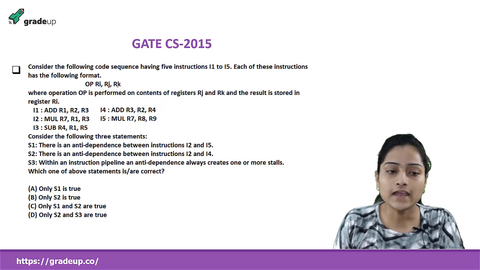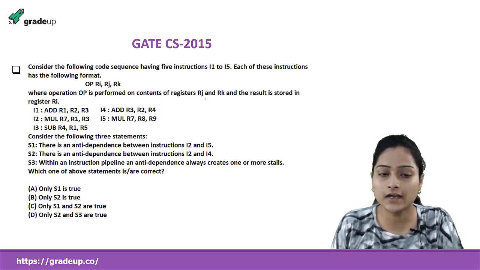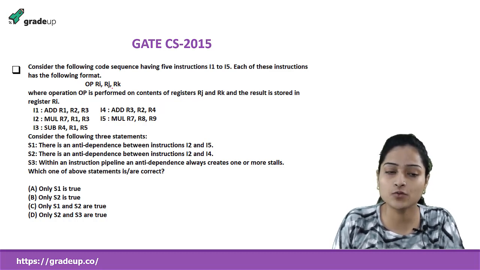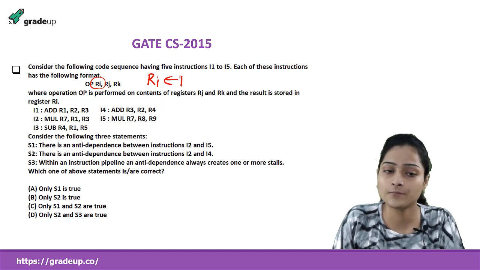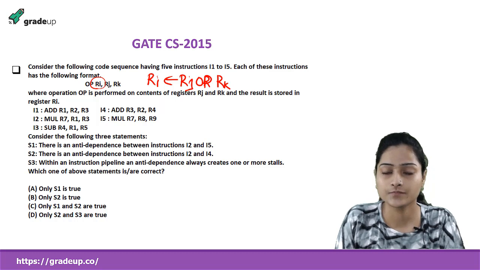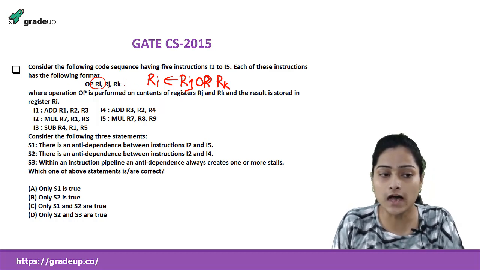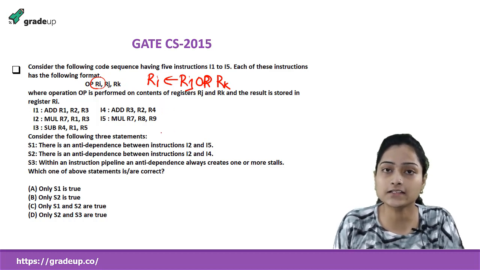OP, RI, RJ, RK, where OP is the operation performed on the content of registers RJ and RK. Whatever operation I have mentioned here, I am going to perform that operation on RJ and RK, and the result will be stored in RI. That is, RI will hold RJ operation RK. This is what we are going to perform whenever this instruction is given to us. So these are the 5 instructions: add, multiply, sub, add, multiply.